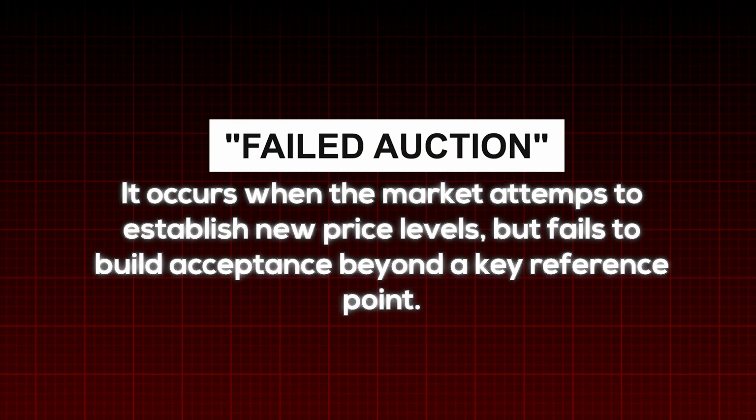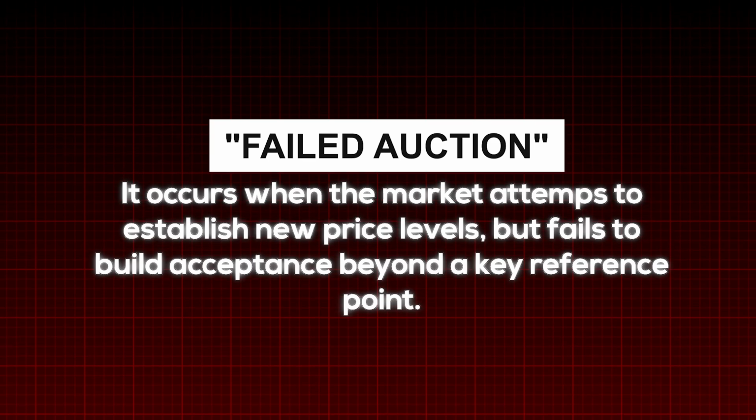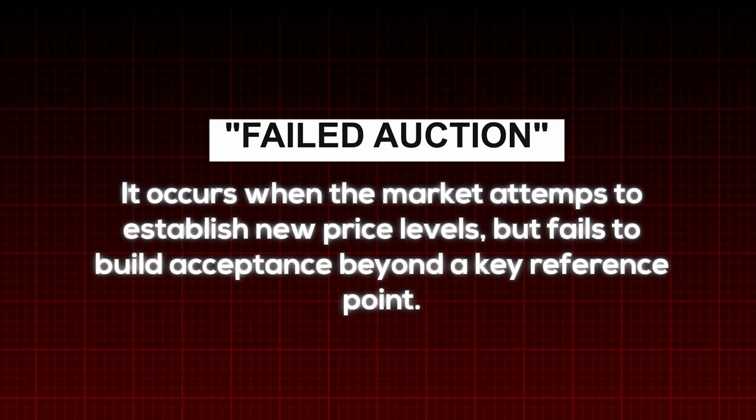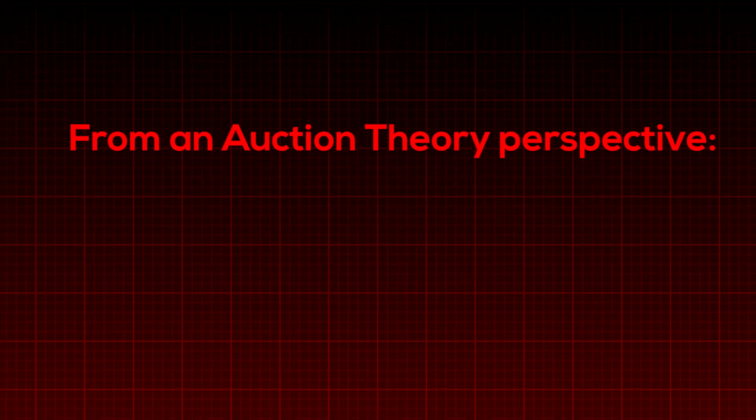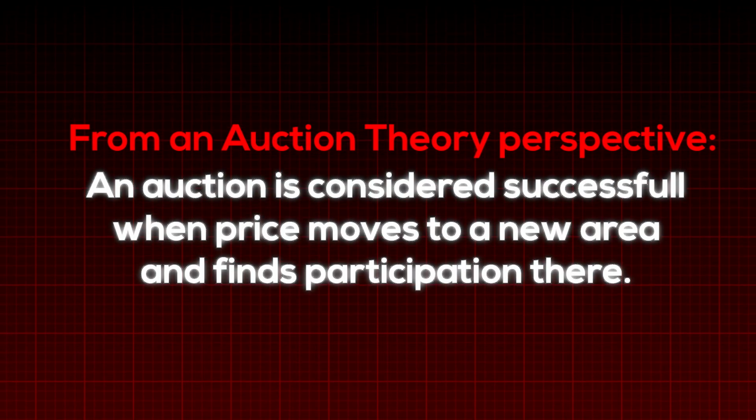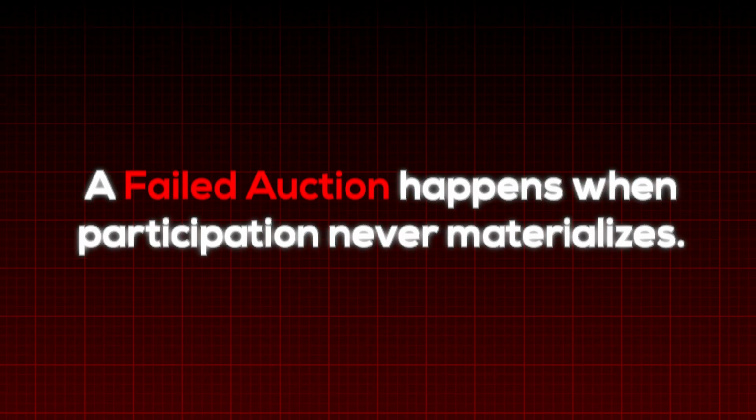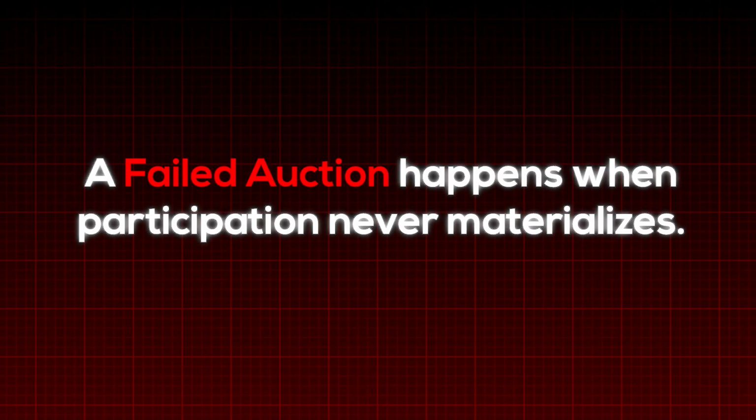Now let's talk about failed auctions. A failed auction occurs when the market attempts to establish new price levels, but fails to build acceptance beyond a key reference point. From an auction theory perspective, an auction is considered successful when price moves to a new area and finds participation there. A failed auction happens when that participation never materializes.